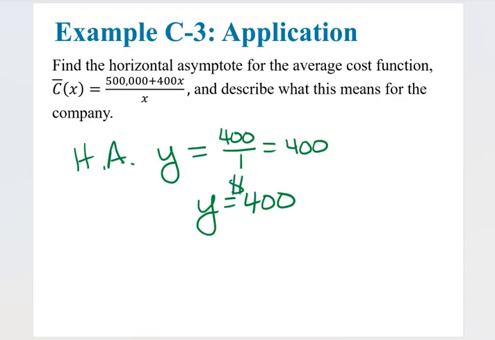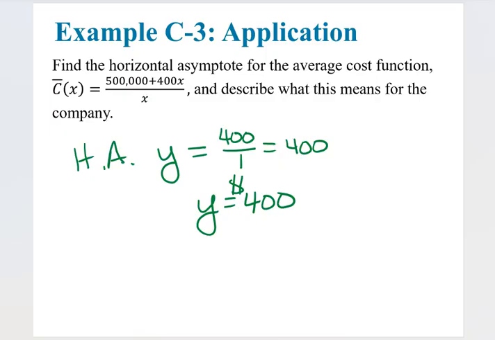What does that mean in terms of the company? Obviously our function is never going to cross that, because at the bare minimum it costs us $400 just to buy the materials for the wheelchair. And that means if I charged $400, I wouldn't be able to pay that $500,000 every month for my fixed costs.